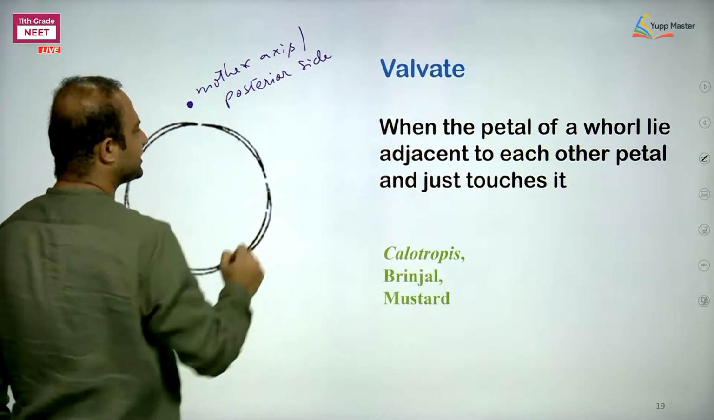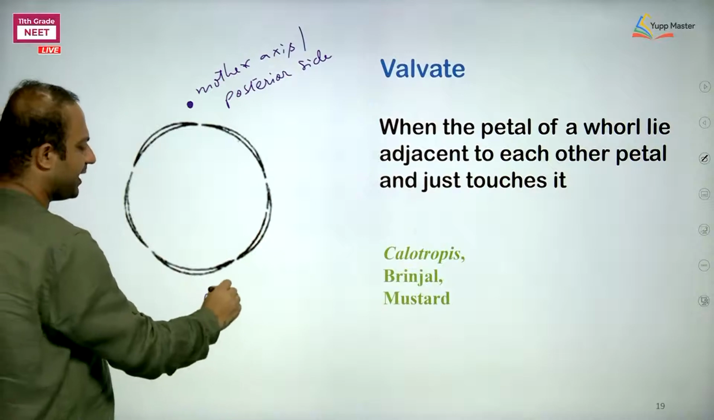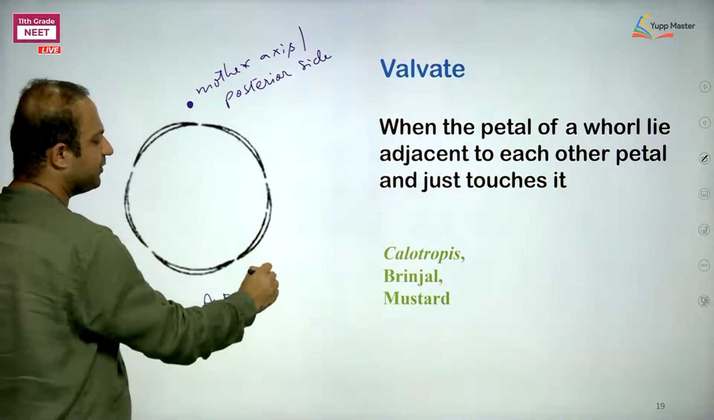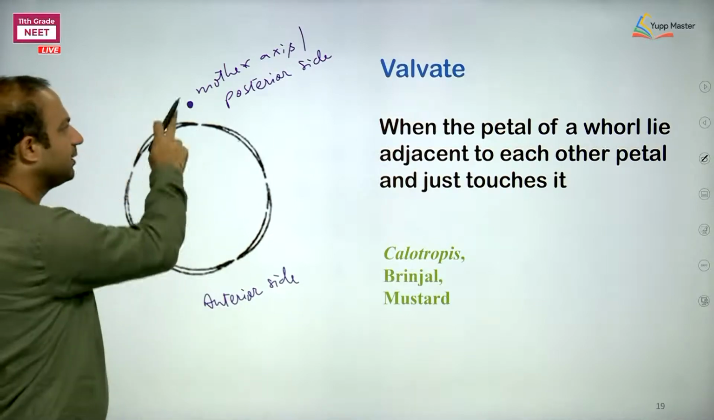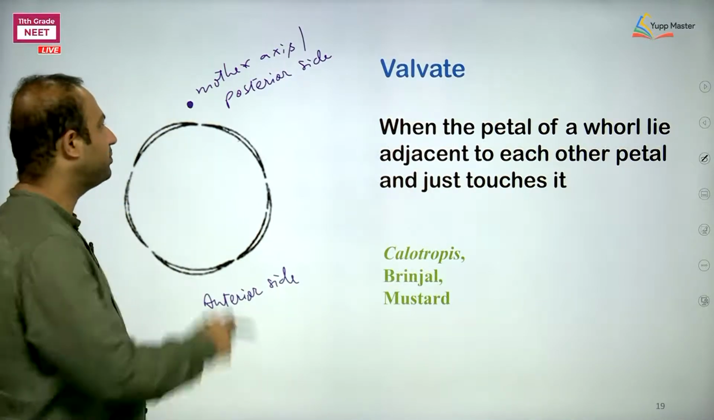If this is the posterior side, then this will be considered the anterior side. So we need not put marks on either place. No, one only is sufficient. This one is the mother axis, the posterior side.